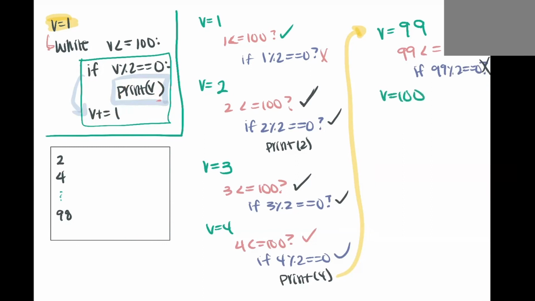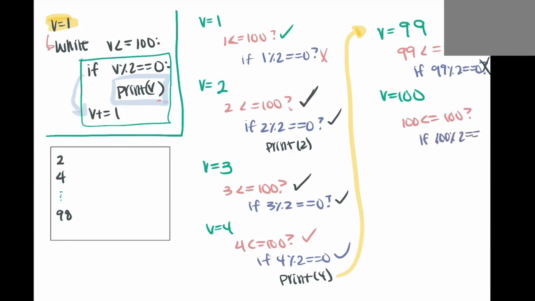Then we go back to the top and we check this condition, v less than or equal to 100. V is currently 100, so we have 100 less than or equal to 100. And this is a true statement, right? 100 is equal to 100, so we are going to go inside of the code block that the while loop is supposed to execute.